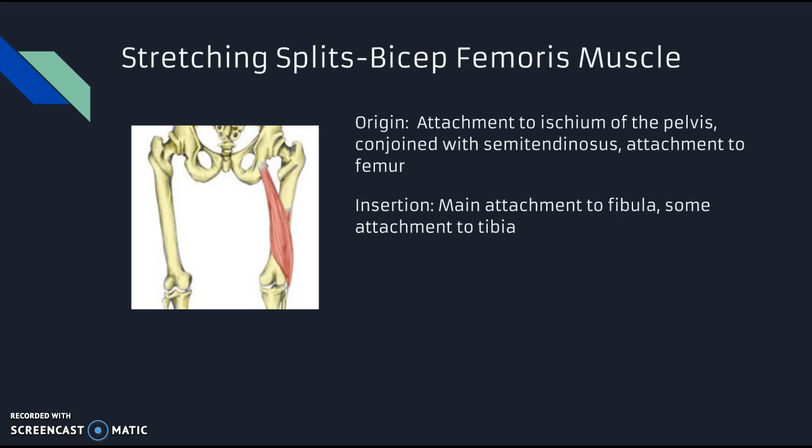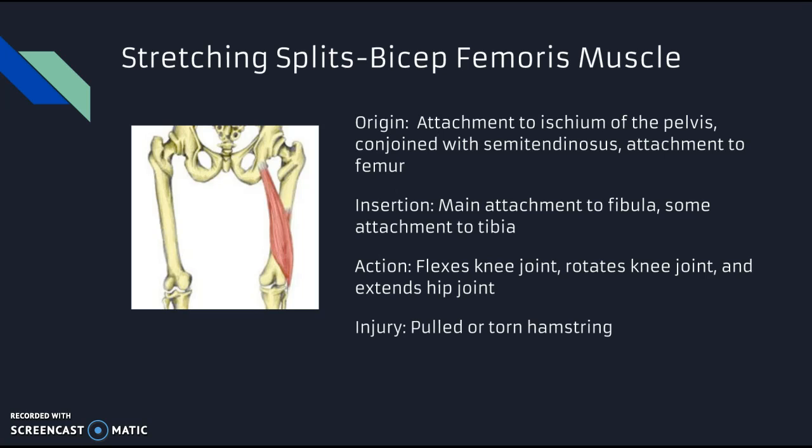As for insertion, the biceps femoris muscle attaches to the styloid process of the fibula, found in the lower leg. It then splits into 3 sections. The intermediate or middle section attaches to the fibula, while the 2 outer sections attach to the tibia. The biceps femoris muscle is responsible for flexing and rotating the knee joint and extending the hip joint, which is what helps stretch splits. Strained, torn, or pulled hamstrings are very common among athletes and can be caused by overstretching.